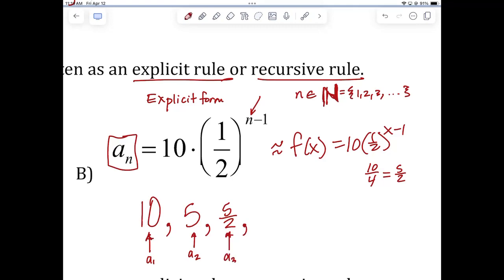Hey, if I had to generate the next one, it's going to be kind of uncomfortable plugging in a 4. I don't mind having an explicit formula, because if I ask you for the 100th term right now, boom, you can just plug 100 in for n. It's going to be 10 times 1 half to the 99th power, whatever that is. We got the 100th term.